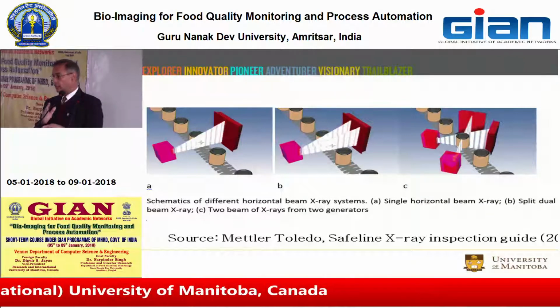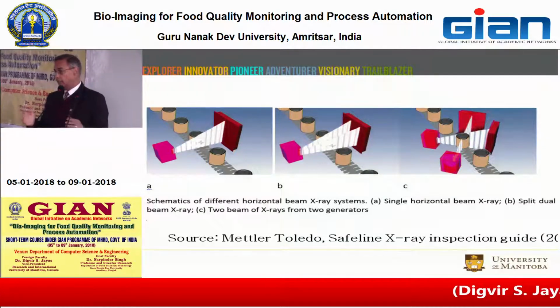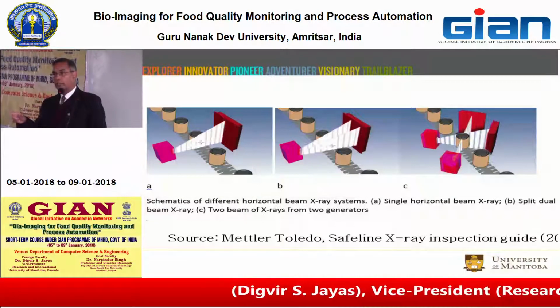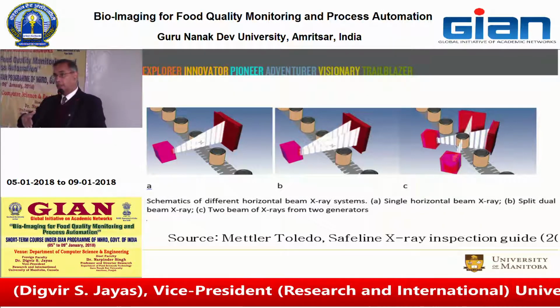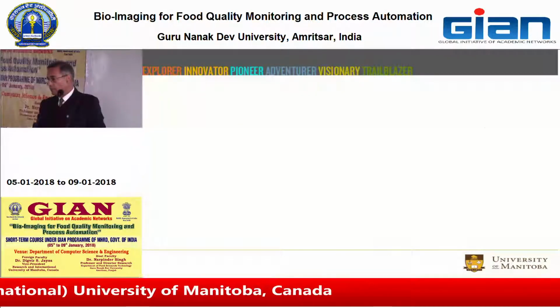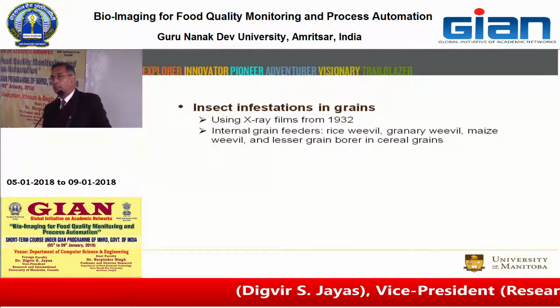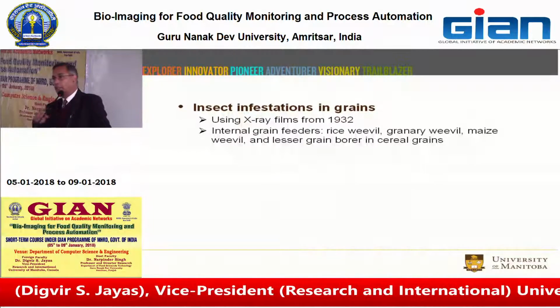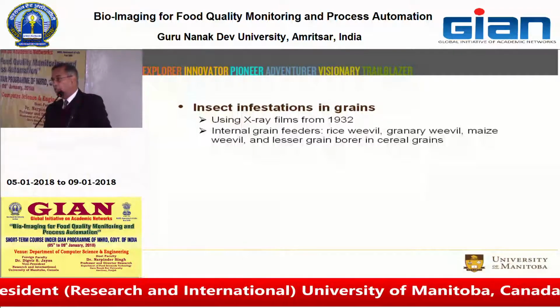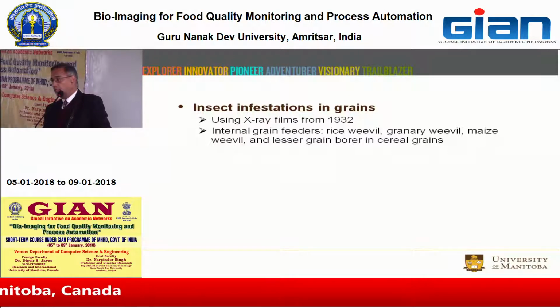X-rays. There are two different ways you can present the X-rays. In this case, this shows you the different ways the X-ray beam could be directed on the food product. So a single horizontal beam, or you could have a split dual beam X-ray, or you can have a cross, basically two beams with two separate generators, and do a cross. That means you can look at two different planes. Another possibility is, depending on the material, you could also have the beam going from the top, for example.